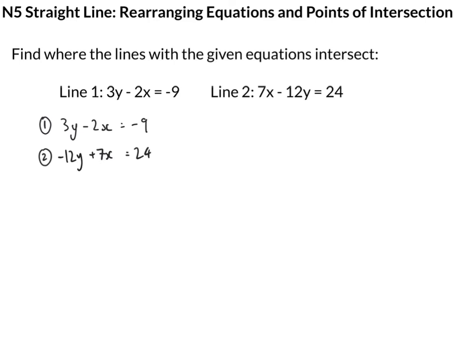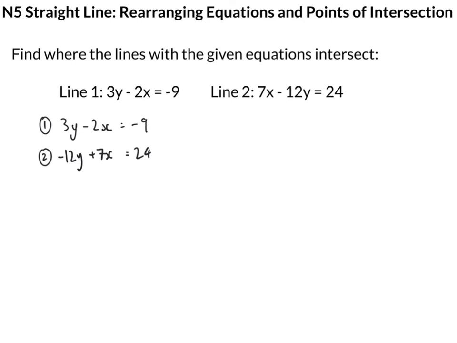Now, there are a number of things I could do here. I could try and make the x's match up, positive, negative. So if I made these match up, I could add the two equations together. However, I've got the same situation here. I've got negative 12y, positive 3y. If I make these two match up, I could also add. It makes more sense to eliminate the y's because I've got to do a little bit less work to get the y's to match up.